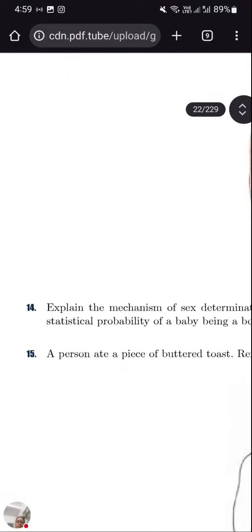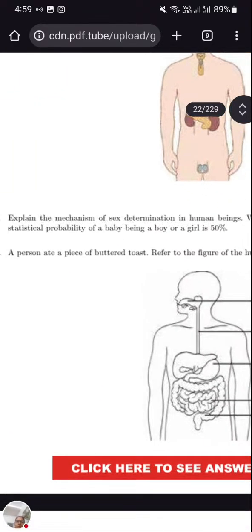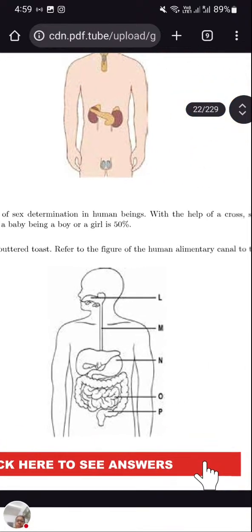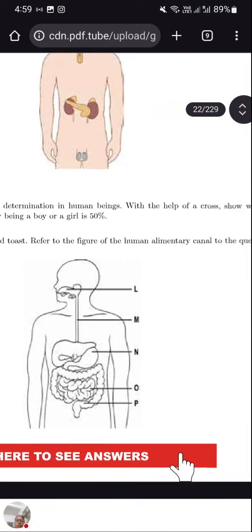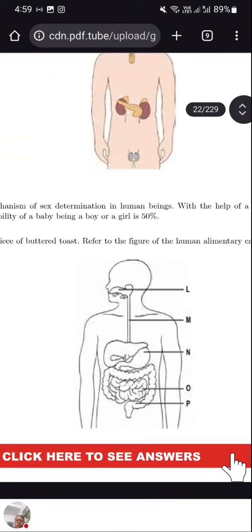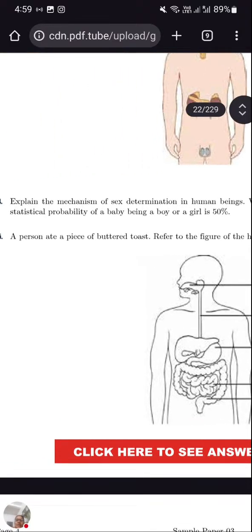Question number 14. Explain the mechanism of sex determination in human beings with the help of a cross. Show why the statistical probability of a baby being a boy or a girl is 50%. So here, human sex determination, male and female. Male has an XY type of composition. So the male gametes contain 50% X chromosome and 50% Y chromosome.